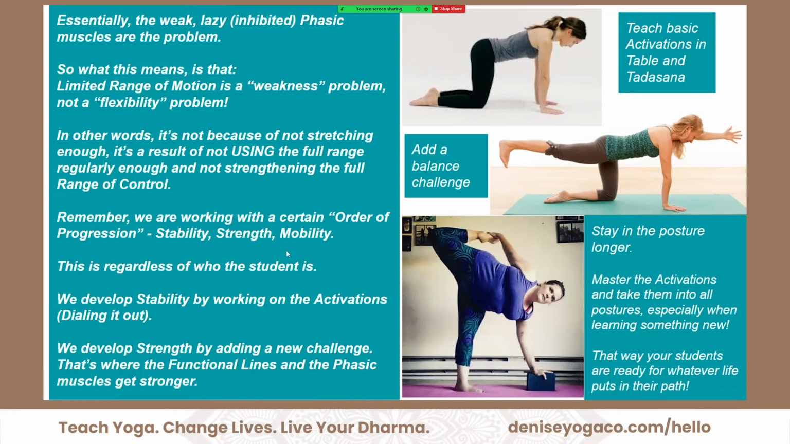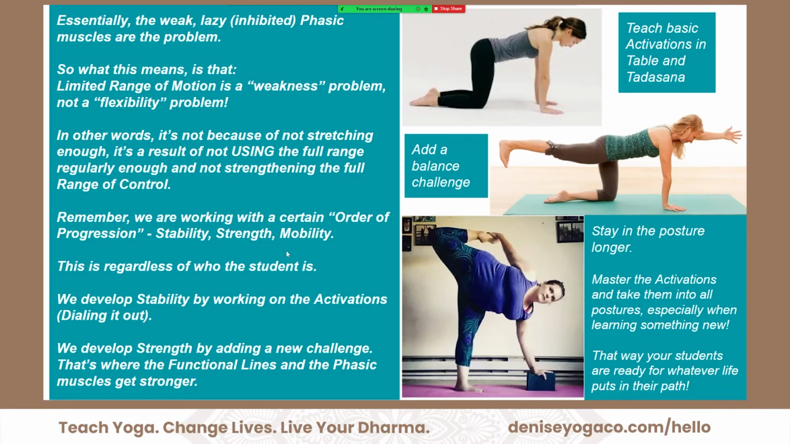Okay, so now here again, this is me, distillation happening right here. Essentially, the weak, lazy, inhibited phasic muscles are the problem with tight muscles. Okay, so that means limited range of motion. Everybody understand what limited range of motion is? My hips are too tight, my shoulders are too tight, is a weakness problem, not a flexibility problem. I'm going to let that sink in. Limited range of motion is a weakness problem, not a flexibility problem.